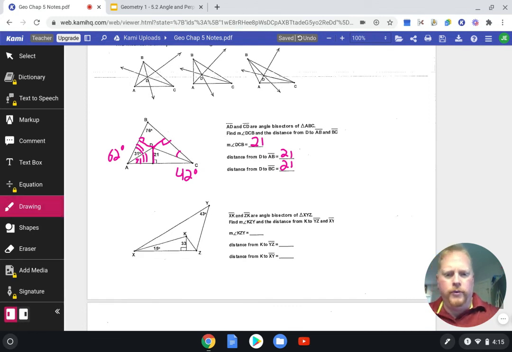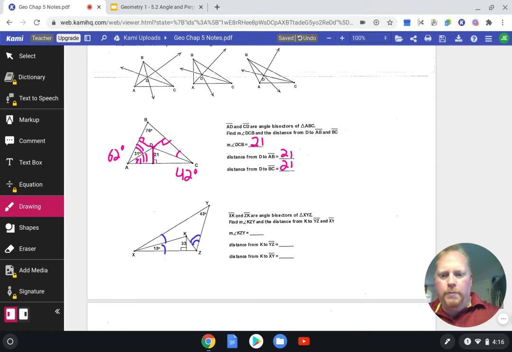Yeah, let's use blue. So it says XK and ZK are angle bisectors. So I know that this angle is the same as that angle. Find the measure of KZY and the distance from K to the other two sides. So we're going to do this the exact same way as the other example. If I want to know KZY, that's this angle right there.